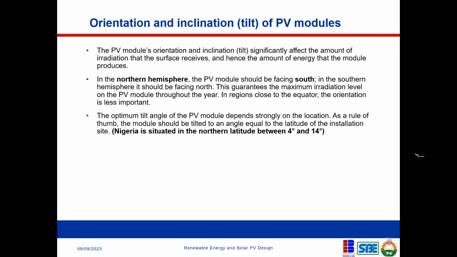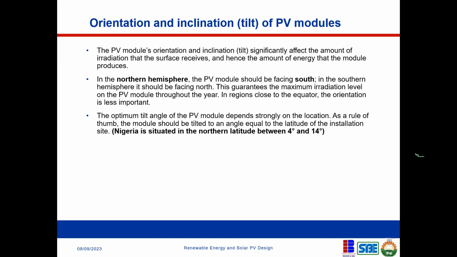The optimum tilt angle for PV modules depends strongly on the location. As a rule of thumb, the module should be tilted to an angle equal to the latitude of the installation site. Now we're talking about tilt angle. We've spoken about where you're going to face your PV panel: in Nigeria, your PV panel should face south.